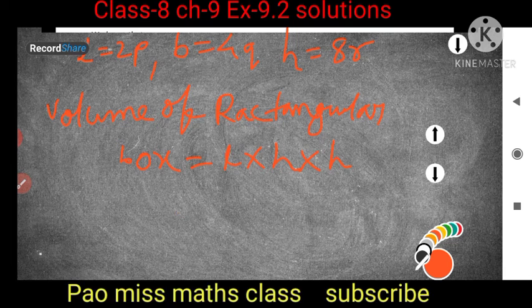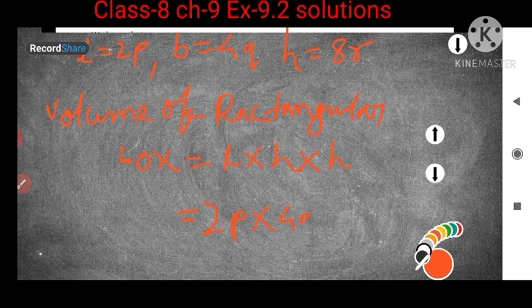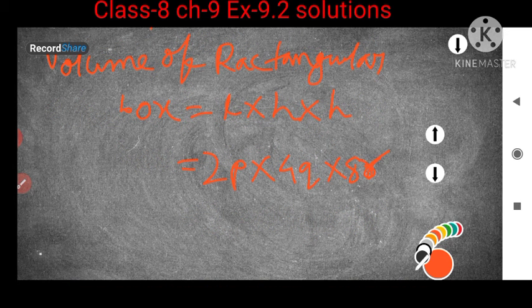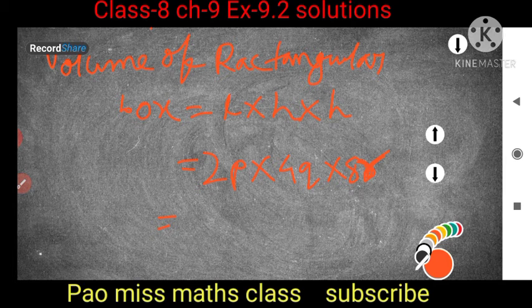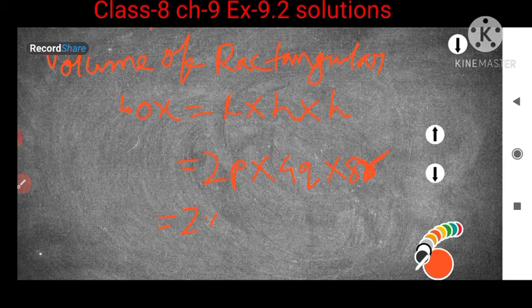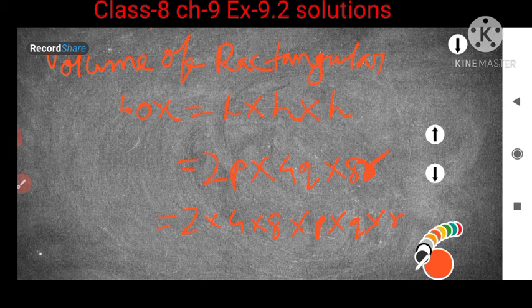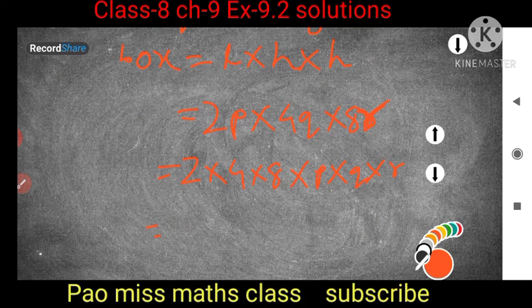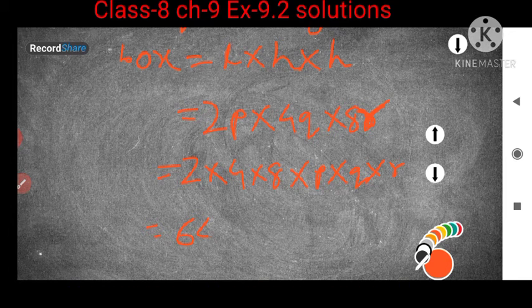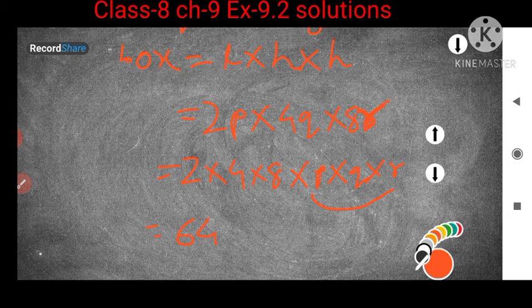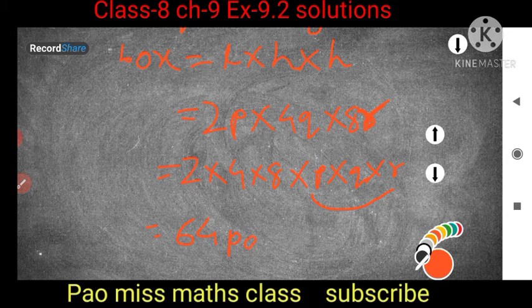So what are the given values? 2p multiplied with 4q multiplied with 8r. Now here you can see all the variables are different, isn't it? All the variables are different. So first we will multiply all the numbers, 2 into 4 into 8, and p into q into r is remaining here. So 4 twos are 8, 8 eights are 64. So what did we get? 64, and we cannot write them in a power. Okay, p, q, r are different, so it will remain pqr.